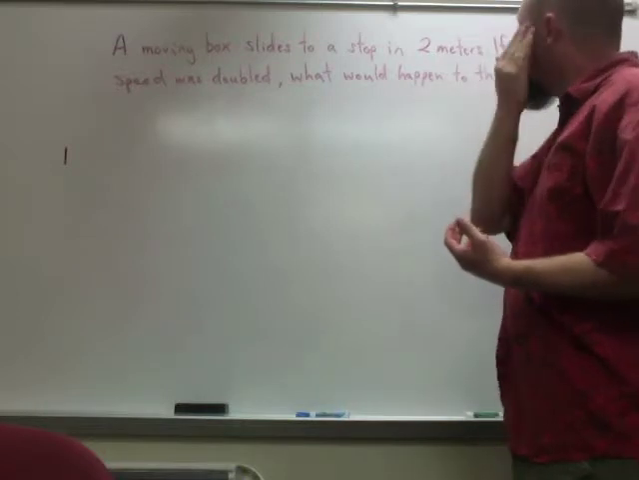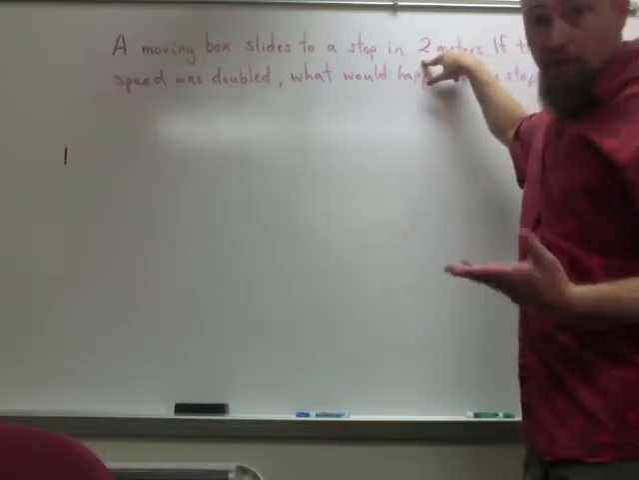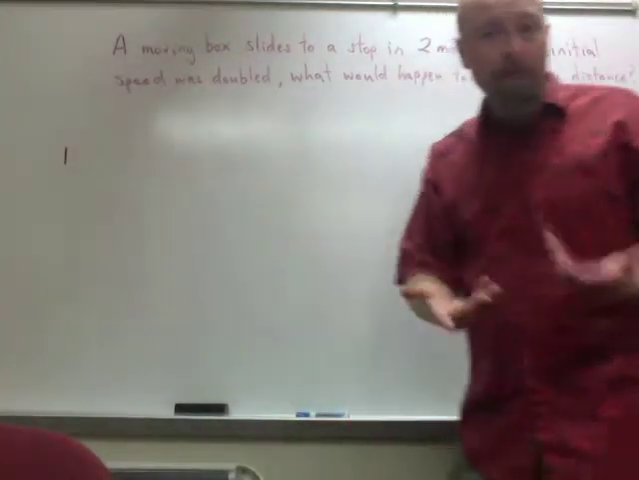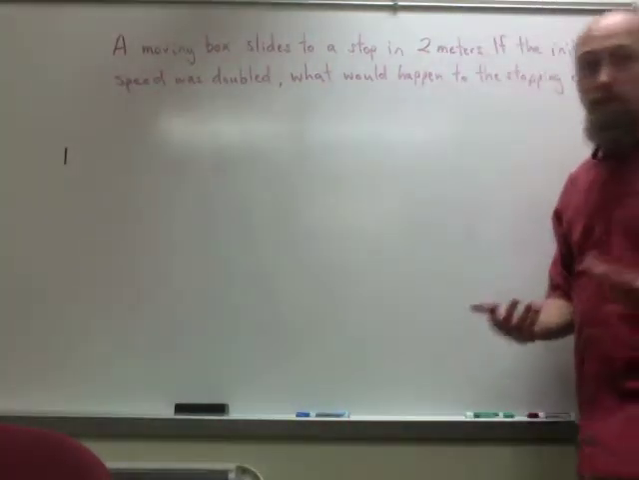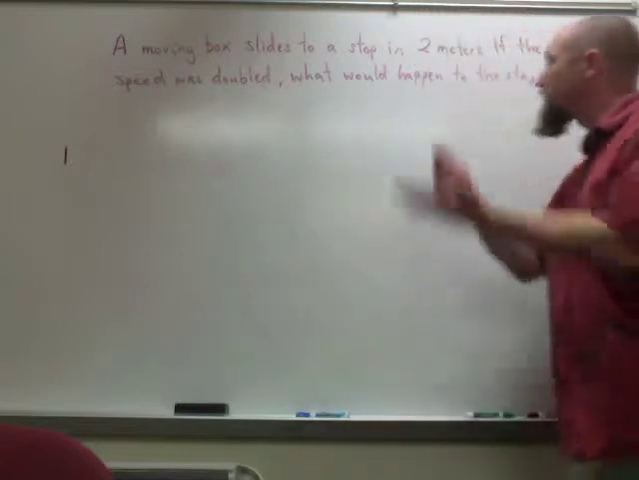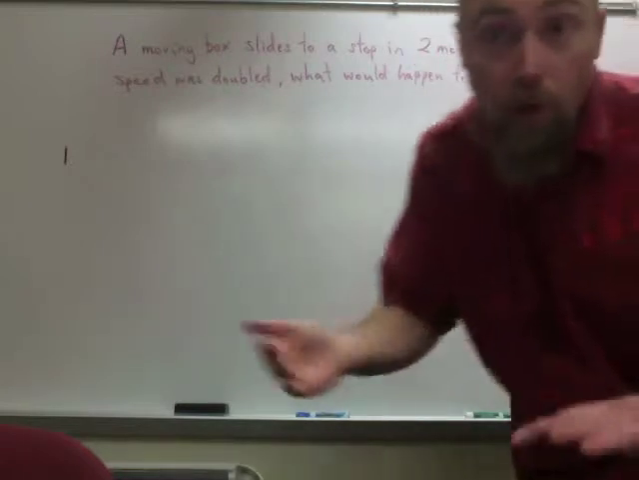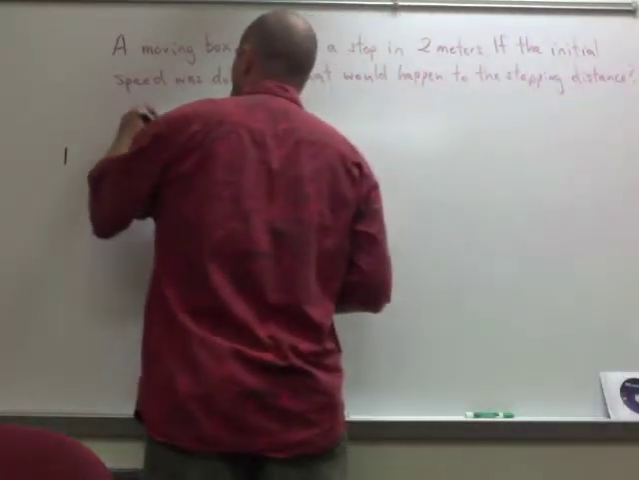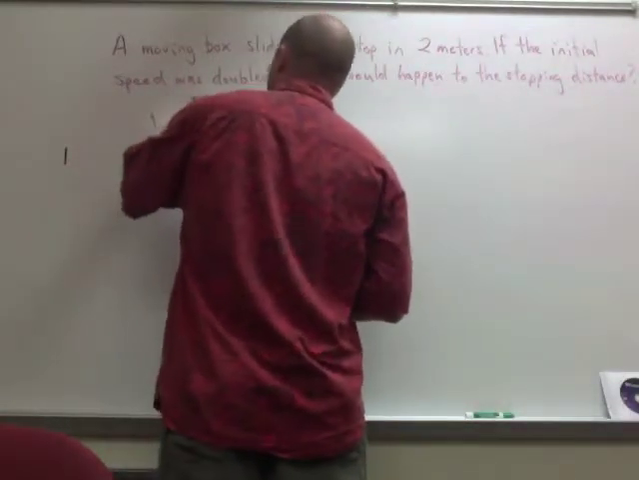So I'm giving you meters, a distance. And what would be causing it to slide to a stop? That'd be friction. Friction's a force. So if you have a force and a distance, you should be thinking about what? Work. So work equals F times D.